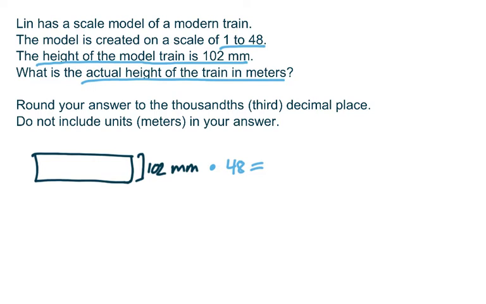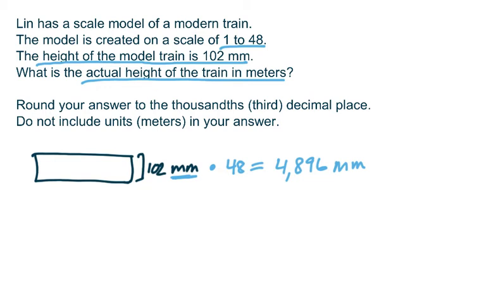So I'll take 102 multiplied by 48, and that will give me 4,896. Now the question is 4,896 what? Since we're using the scale and we started in millimeters, when we multiplied, we ended in millimeters. So we know now that the actual height is 4,896 millimeters.